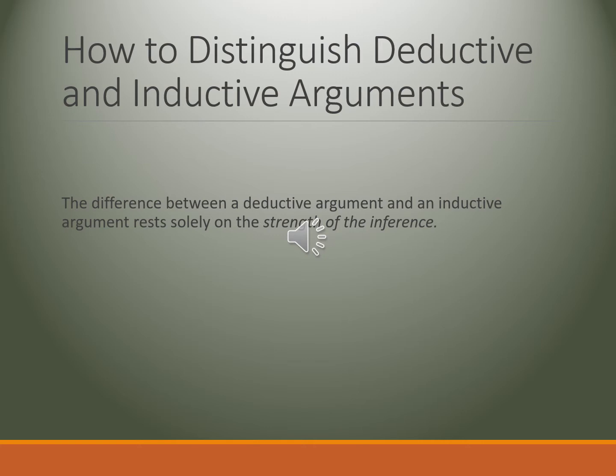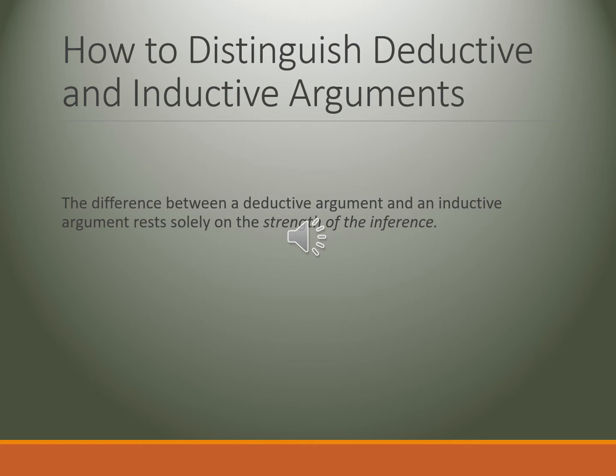The basic distinction between these two types of arguments is going to rest solely on the strength of the inference in the argument. Now, what does that mean? Well, an argument contains an inference. That is, from the premises, we infer or draw the conclusion. Now, how rigorously, how strongly that conclusion follows determines what kind of argument we're dealing with.